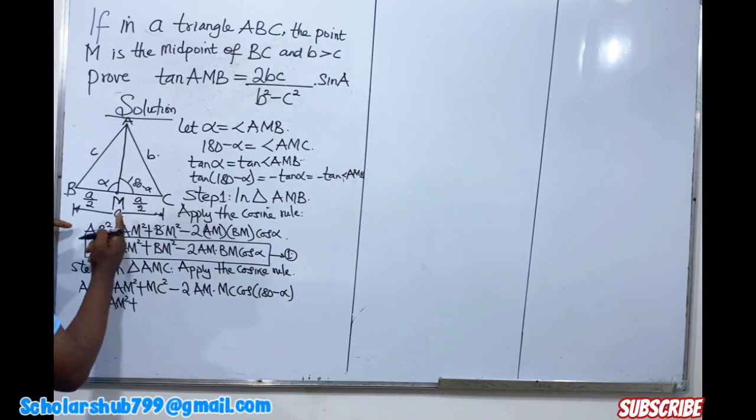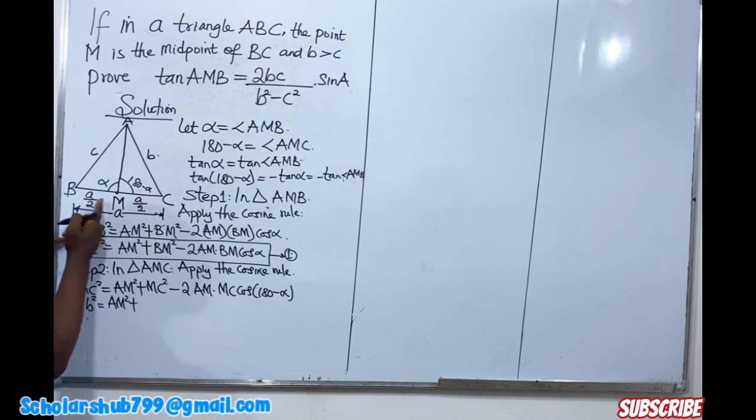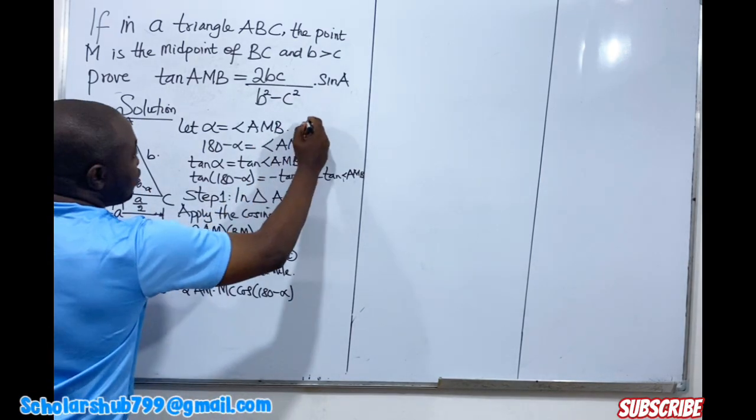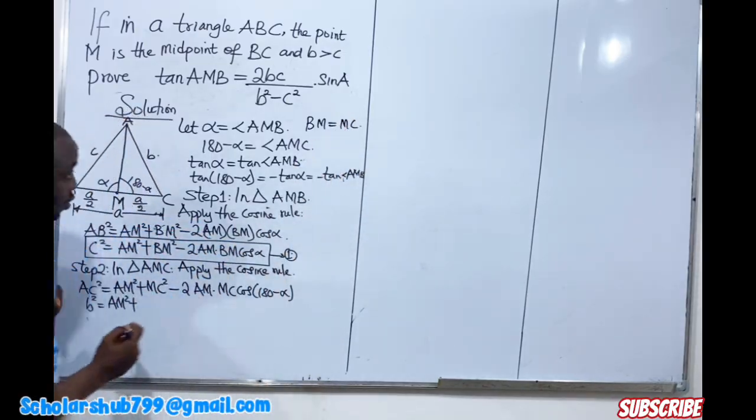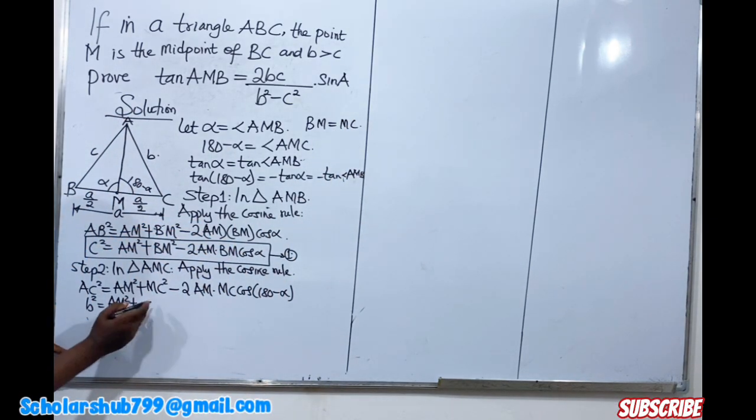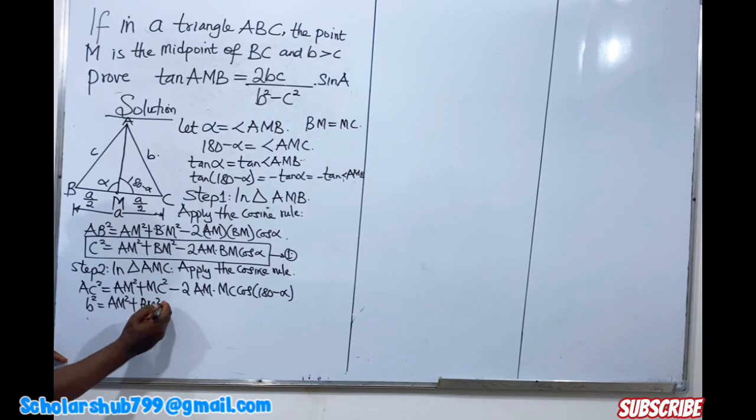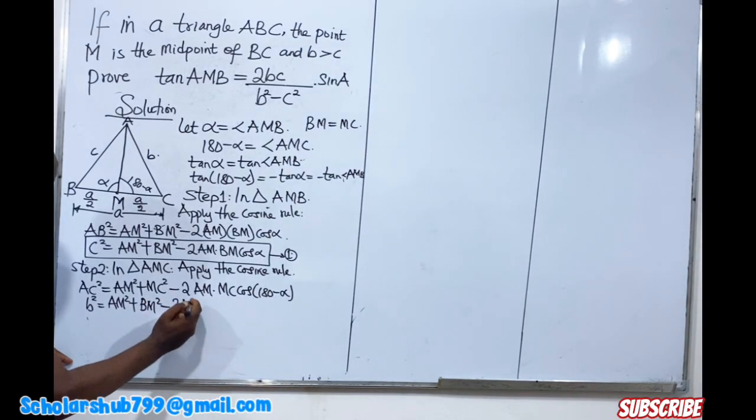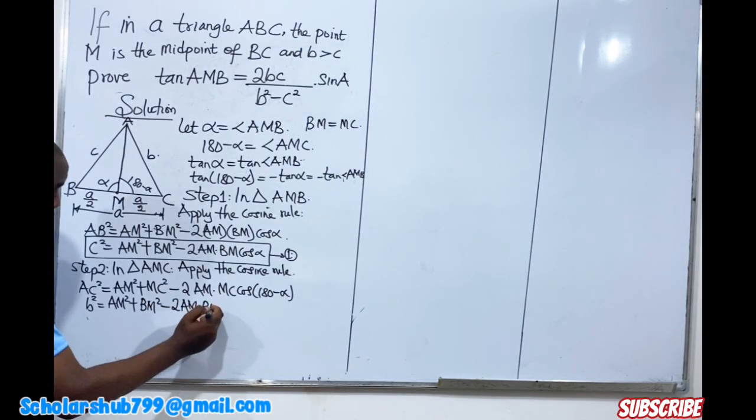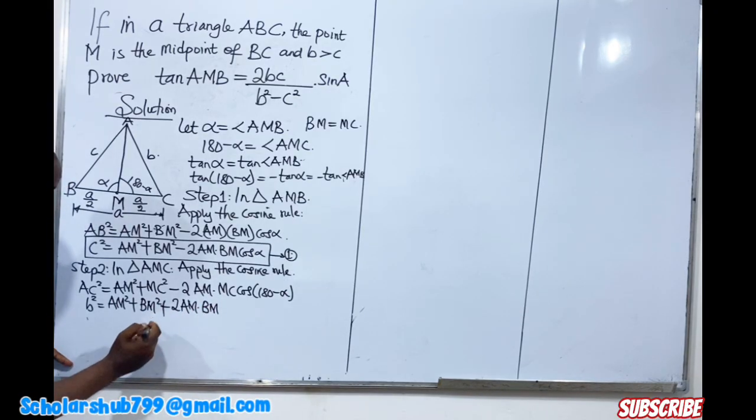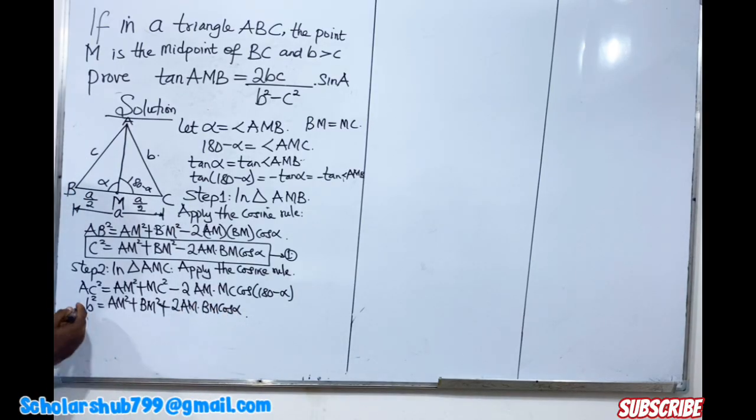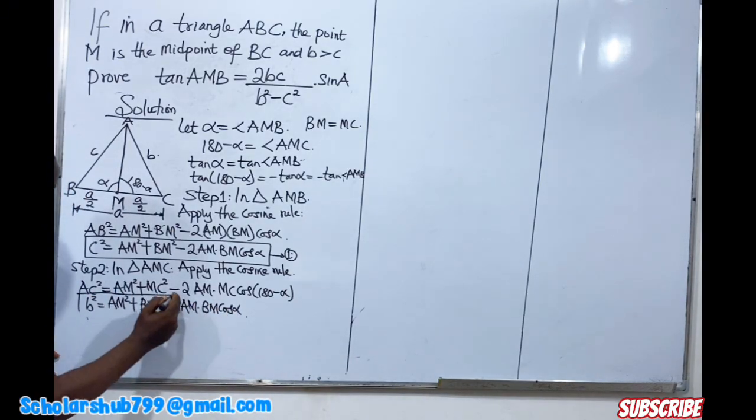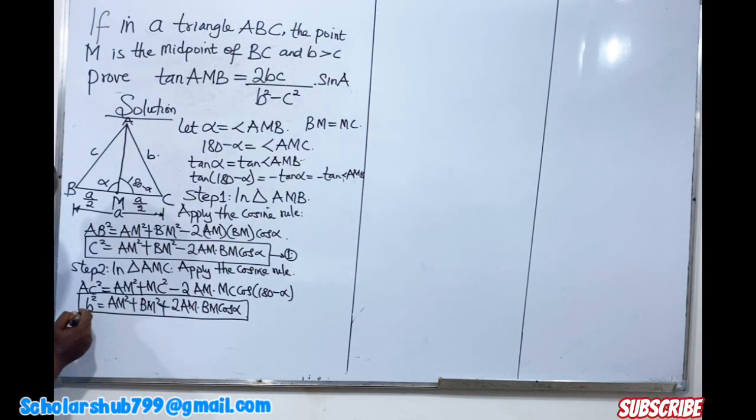Now let's note that BM equals MC. So I'm going to write MC as BM squared. So this will be 2AM multiplied by BM, so this will be positive 2AM BM cos alpha. So this becomes equation 2. Let me also box this.